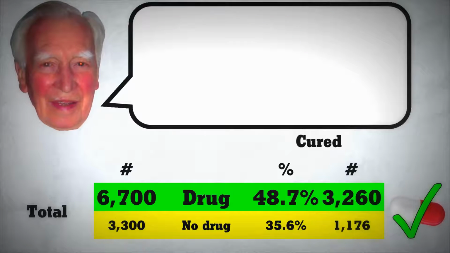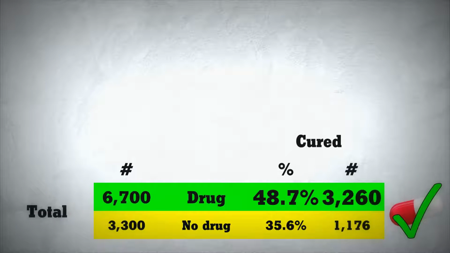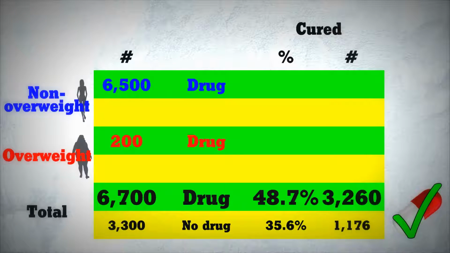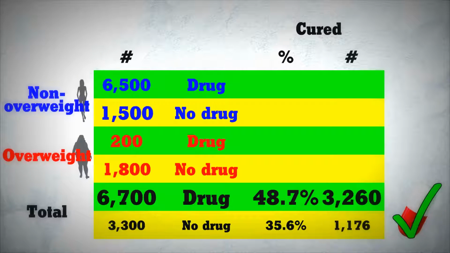Mr. Boring Statistician now comes along. Hold your horses, you forgot to control for weight. Of the 6,700 drug takers, 200 were overweight and 6,500 were not. Of the 3,300 non-drug takers, 1,800 were overweight and 1,500 were not.